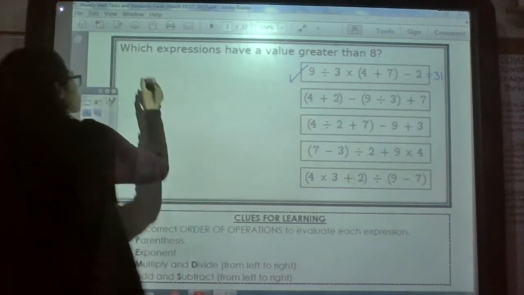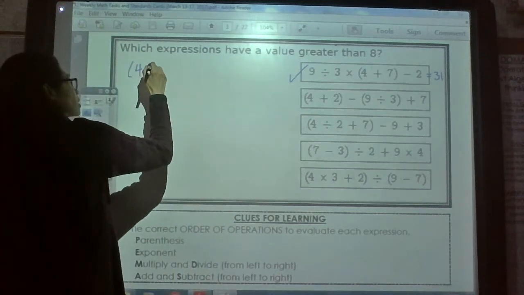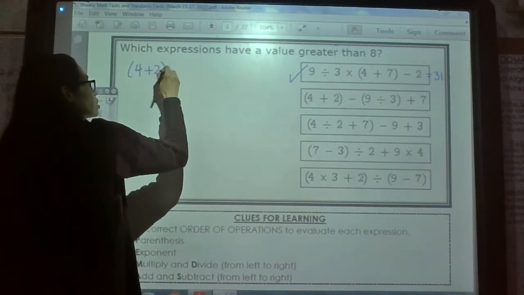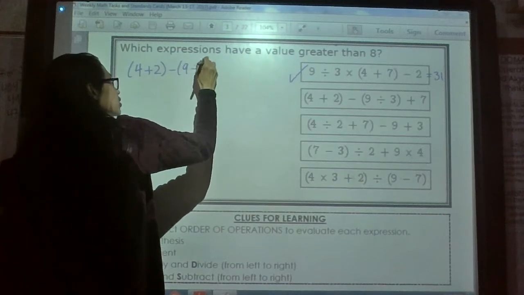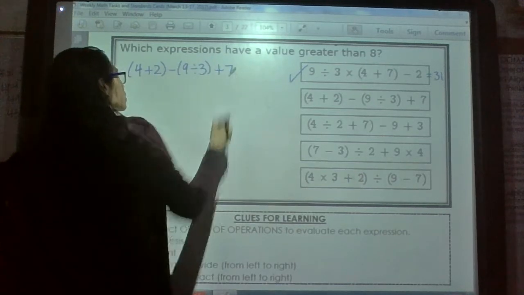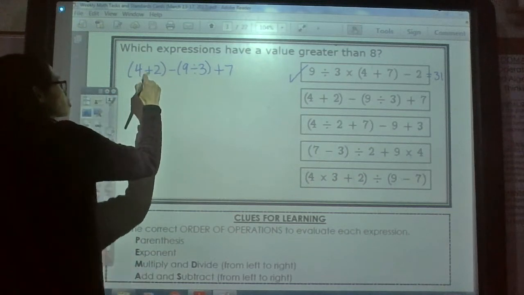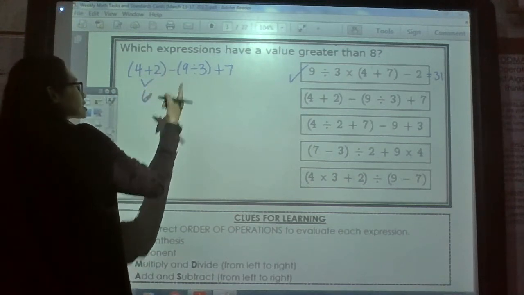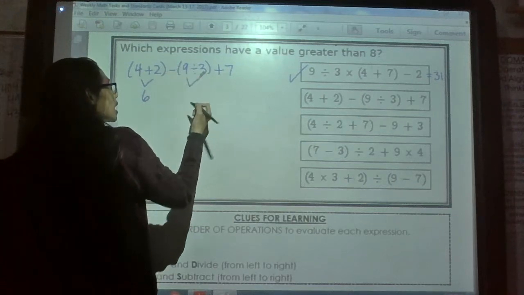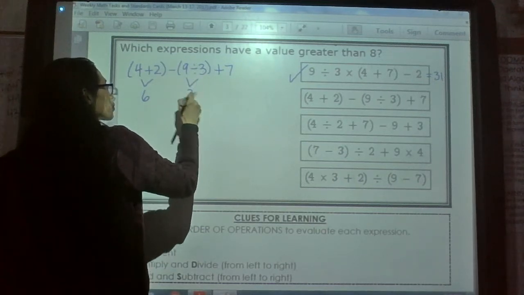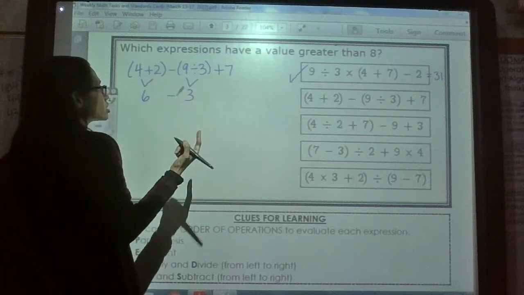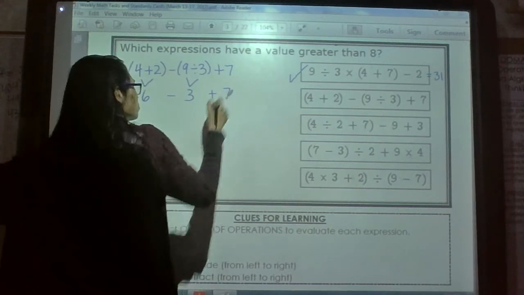Let's write that down. So write it in your journal. Make sure you have that. (4 + 2) - (9 ÷ 3) + 7. So what do we do first? Our parentheses, 4 plus 2 is what? That's a 6. And here's another parentheses. 9 divided by 3 is 3. Then bring that subtraction symbol down. Bring that addition symbol down.